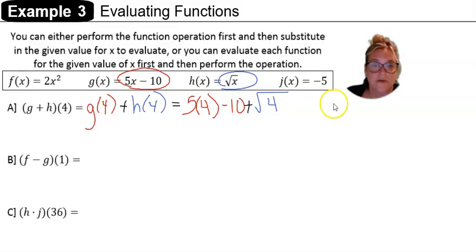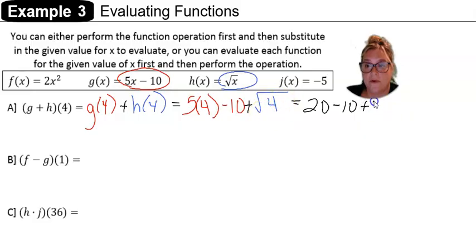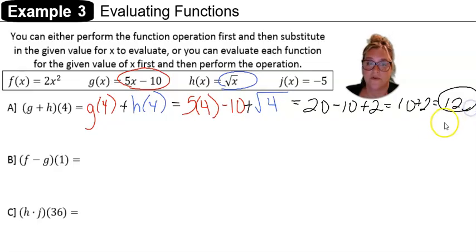And now we're going to do some simplifying. So 5 times 4, that's 20, minus 10 plus the square root of 4, which is 2. 20 minus 10 is 10, and then 10 plus 2 is 12. So this g plus h function evaluated at 4 is equal to 12.